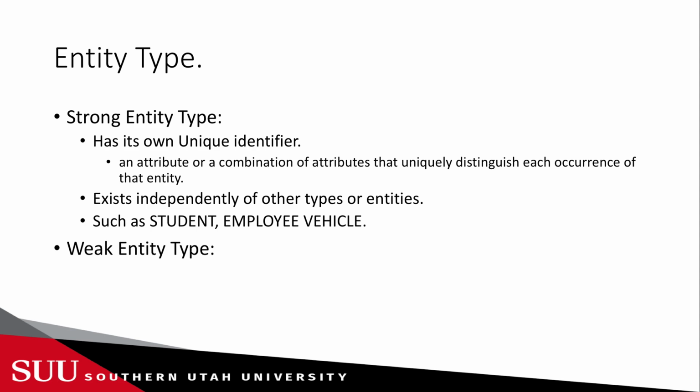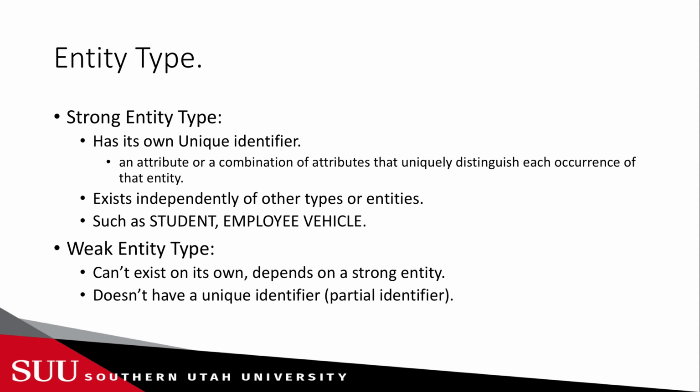On the other hand, we have the weak entity type. Now, this cannot exist on its own. It will have to depend on a strong entity in order for it to exist. This will not have a unique identifier, but will have a partial identifier, and it will be denoted by a double line in the ERD. We will see an example in a moment, but let's think of an example of a strong entity and a weak entity.